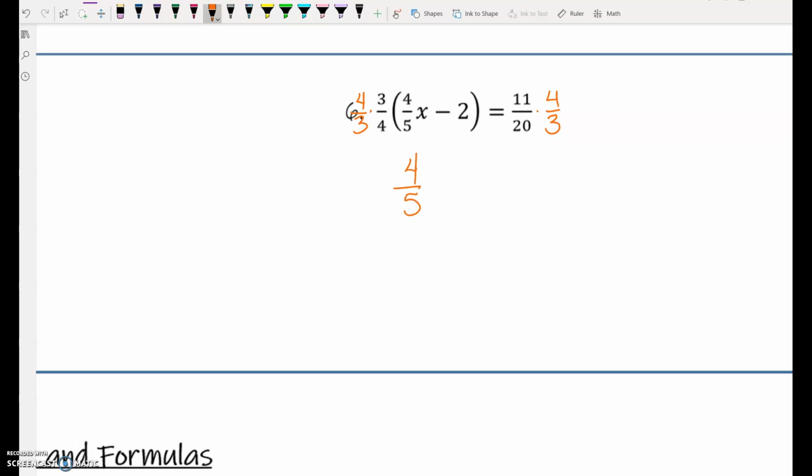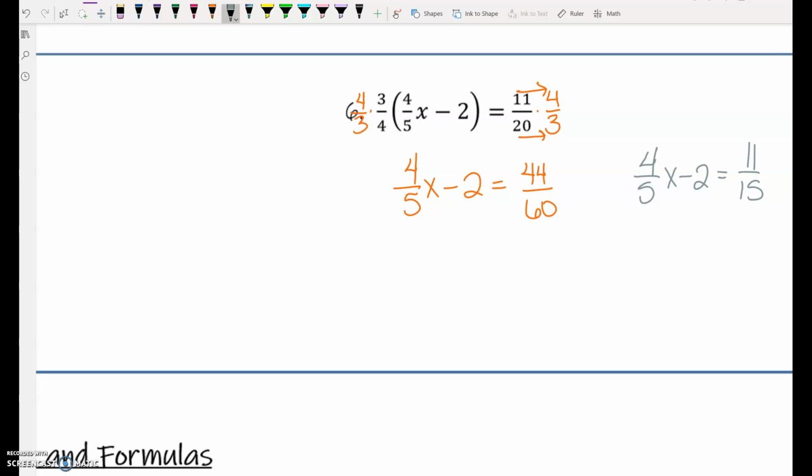We now have 4/5 x minus 2 equals 11 times 4 is 44. 20 times 3 is 60. Remember that you just multiply straight across the top, straight across the bottom. Okay, at this point, if you wanted to simplify this down, we've got 4/5 x minus 2 equals 11/15. You could simplify it at that point, and that might make the rest of the problem easier.